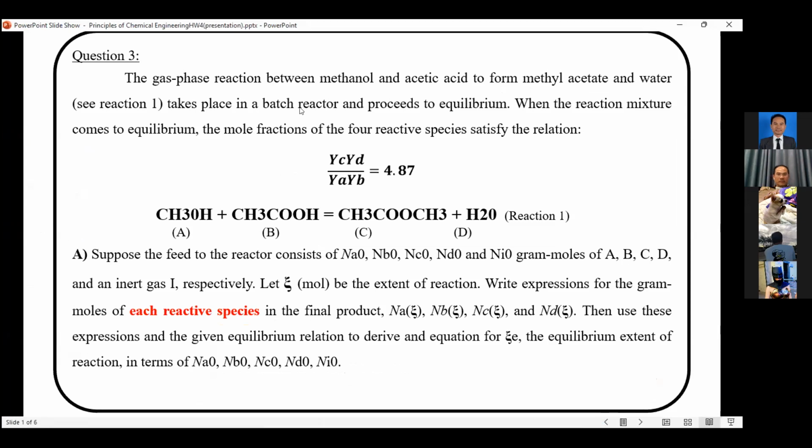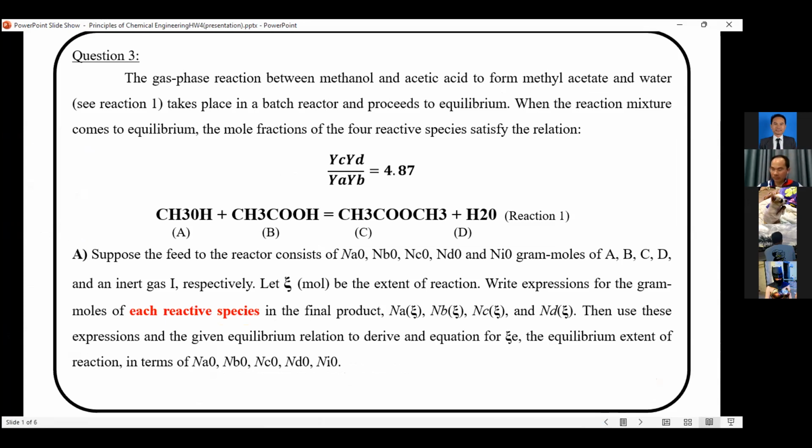So for question number 3, this is the question. The gas phase reaction between methanol and acetic acid to form methyl acetate and water takes place in a batch reactor and proceeds to equilibrium. When the reaction mixture comes to equilibrium, the mole fractions of the 4 reactive species satisfy the given relation, and the chemical reaction is also given.